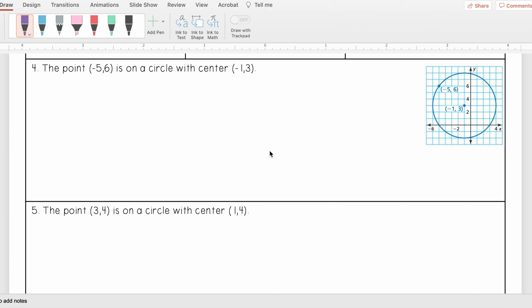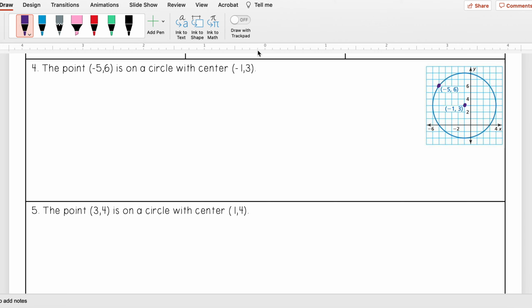So for this video, we're going to still be writing the standard equation of a circle. But now for these two examples, we're going to be given the center of the circle and a point on the circle. Looking at number 4, it says the point (-5, 6) is on a circle with center (-1, 3). So I see that in this graphic here. I see my center is (-1, 3), and I have a point on the circle, (-5, 6).